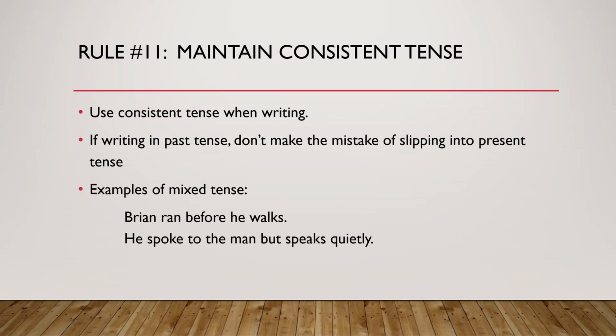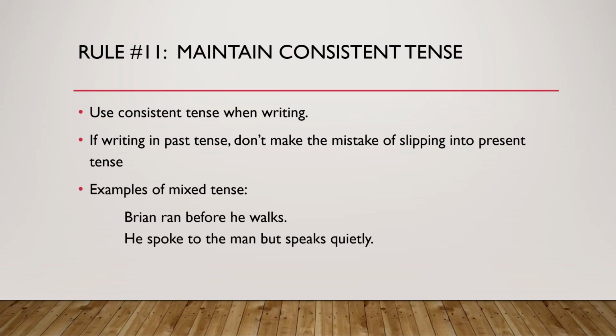And I believe this is the final rule that I'm going to give you. Use consistent tense when writing. If writing in the past, don't make the mistake of slipping into present tense. And here are examples of mixed tense. "Brian ran before he walks." That should obviously be "walked." "Walks" is present tense, and "ran" is past tense, and you're mixing them. So if you're going to write in past tense, which is the most common tense to write in, then it should be "Brian ran before he walked."